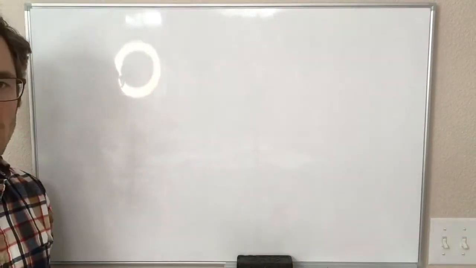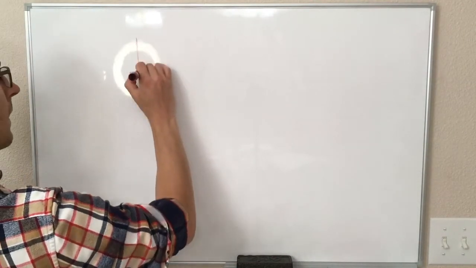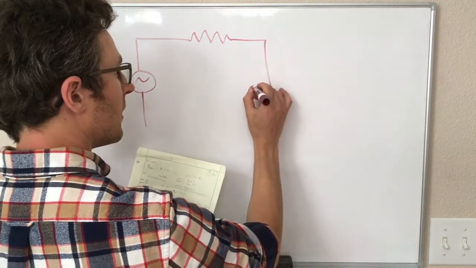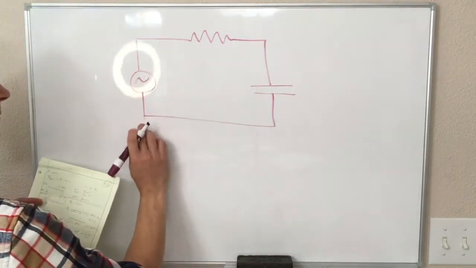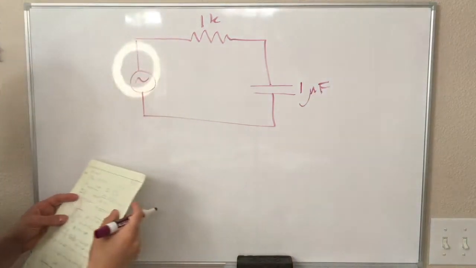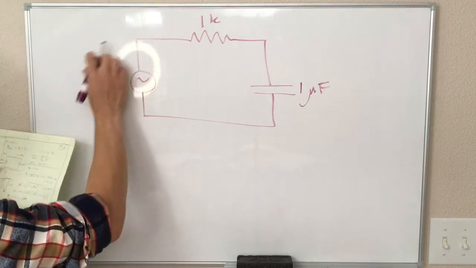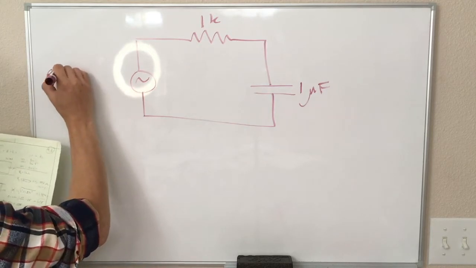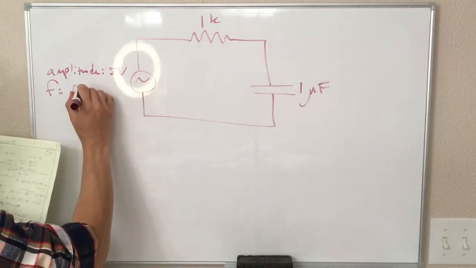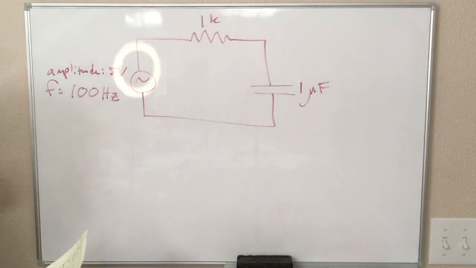Okay, so how the heck do we use this? We're going to just jump in with an example. Let's say we have a circuit like this with an AC voltage source and a resistor and a capacitor. The resistor is 1 kilo ohm, the capacitor is 1 microfarad, and the voltage source has an amplitude of 5 volts. Sorry, I said 10 volts, but it has an amplitude of 5 volts. Its frequency of oscillation is 100 hertz. So this is not omega, this is our normal F frequency.